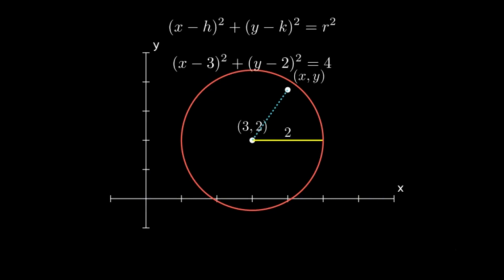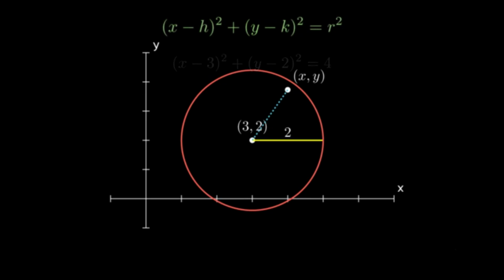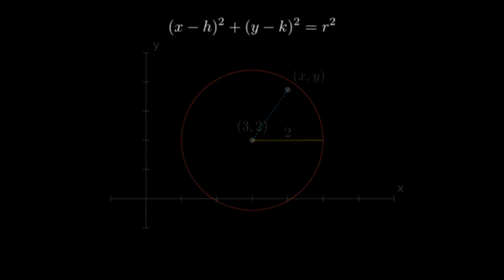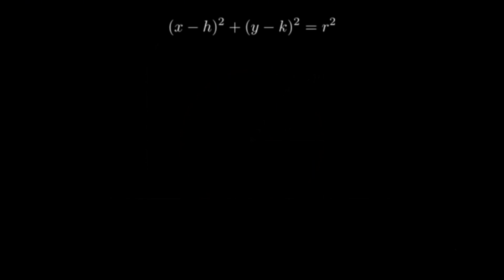The standard form equation (x minus h) squared plus (y minus k) squared equals r squared works for any circle, regardless of its center or size. This makes it extremely powerful for analyzing and working with circles. This equation forms the foundation for solving many geometric problems involving circles. It allows us to find intersections with other shapes, determine whether points lie inside or outside a circle, and even derive equations of tangent lines.